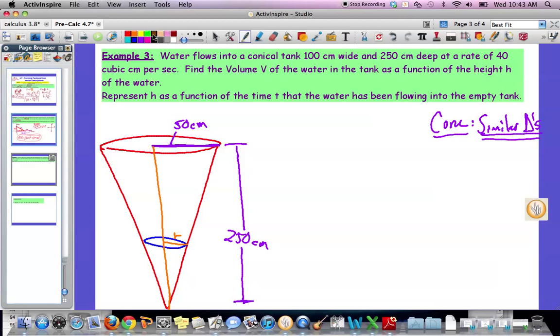Maybe I should switch colors there. This will be the radius of my water level. And this is going to be the height of my water level. Do you see the similar triangle? Before I even get started to write down any formulas. Because this is the part that trips everybody up when you work with cones. Always. It's always similar triangles. This is the part they forget.